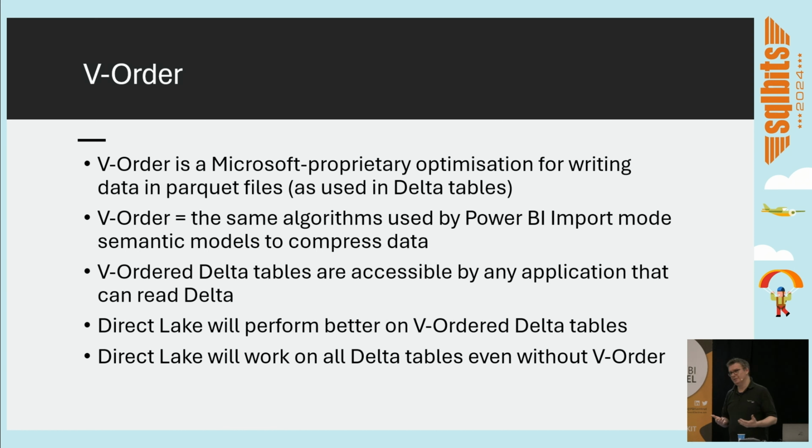V-order is important, or it's one of the reasons why it's important, because it compresses data so efficiently, you get smaller delta tables, which means that loading the data on demand is going to be faster, which means that your queries are going to be faster as well once the data is stored in memory. So it's our own secret sauce, but it is not proprietary in terms of the structure of the delta tables. Delta tables that we create with V-order are just delta tables, so don't worry about that.